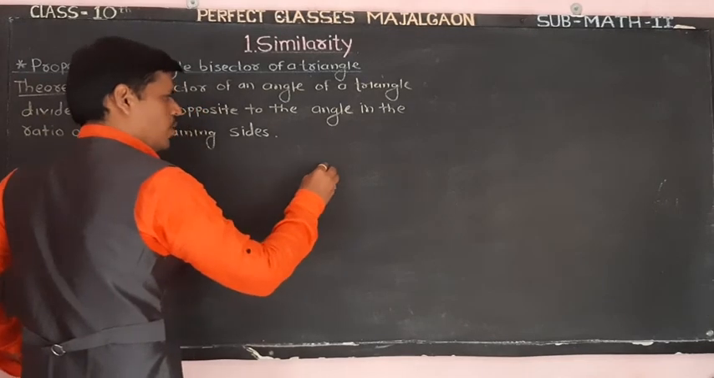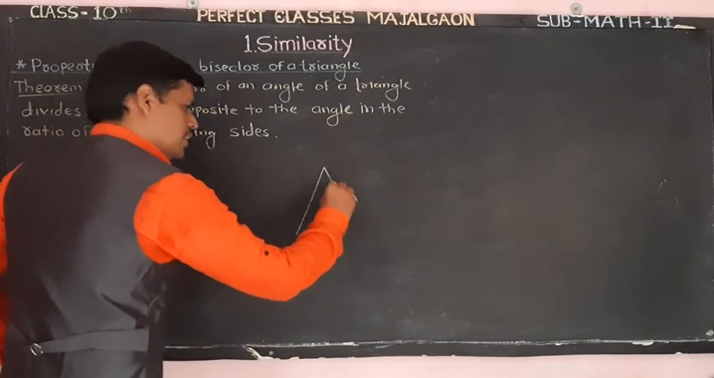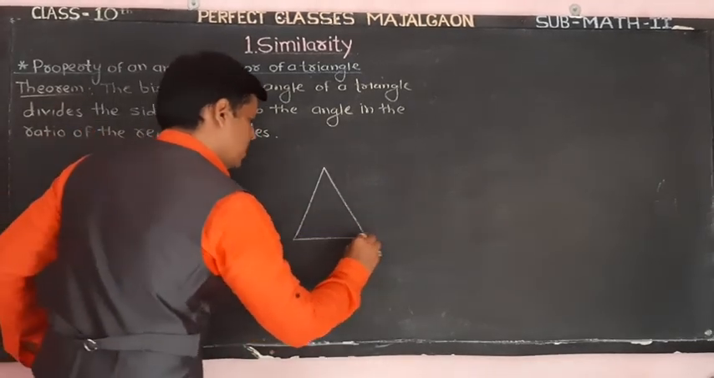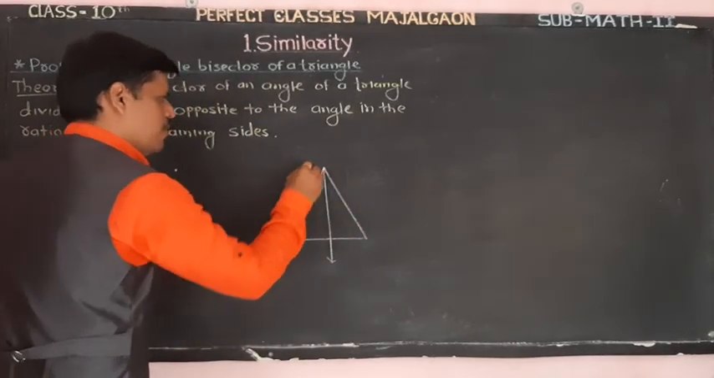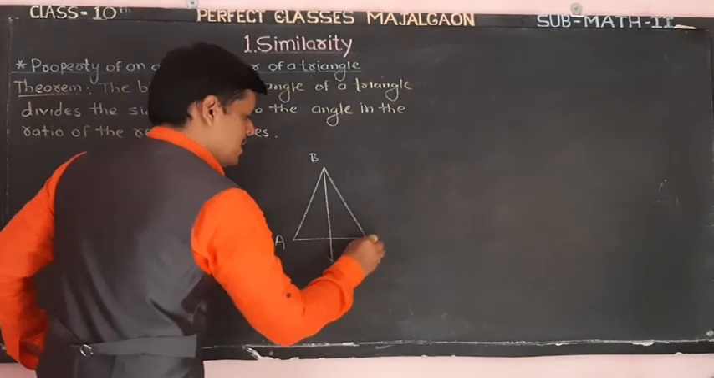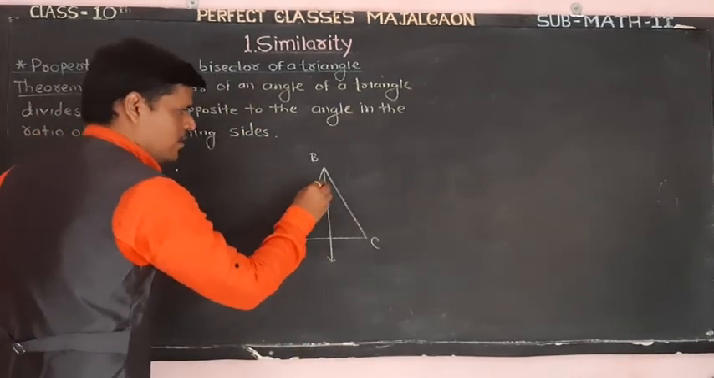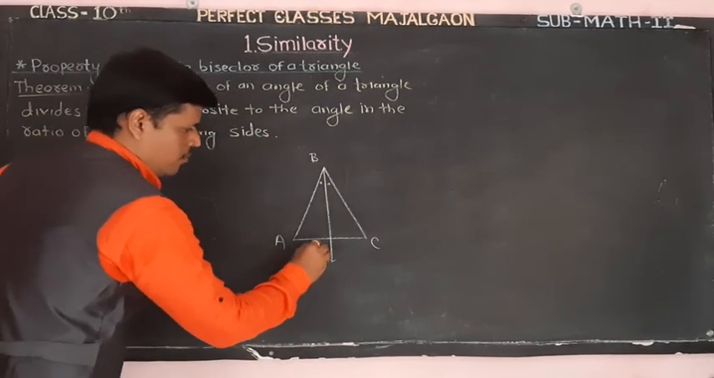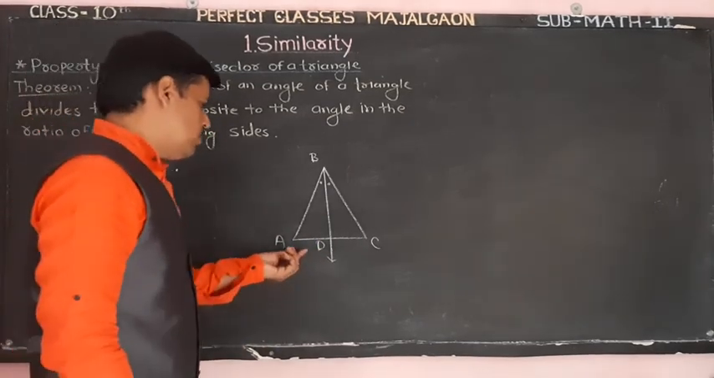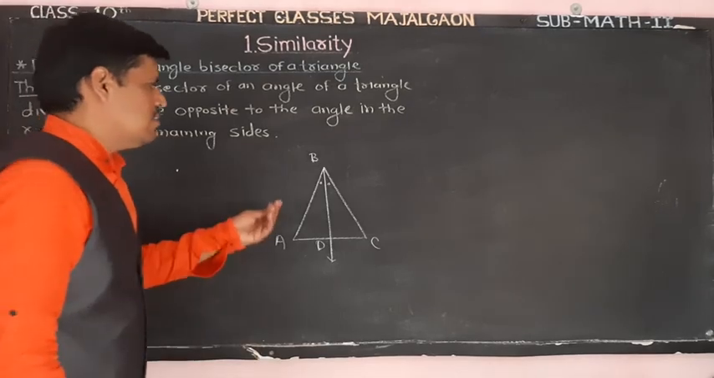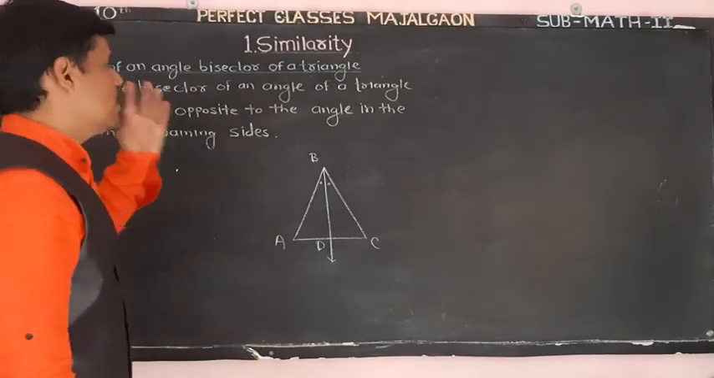Therefore, from the given information, we construct a triangle, namely triangle ABC, and the ray BD divides side AC into two parts, AD and DC. This is the figure we construct from the given information.